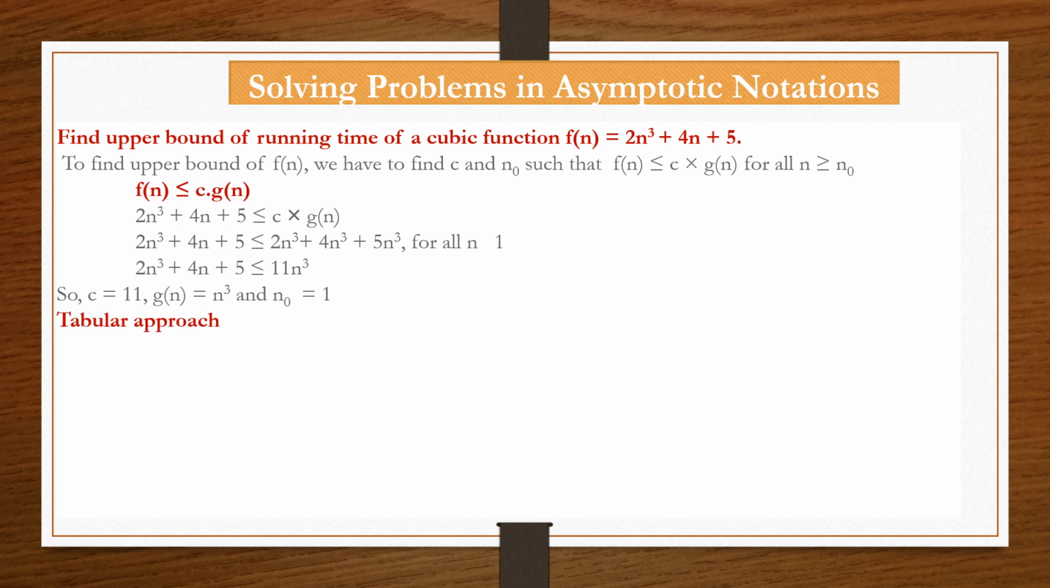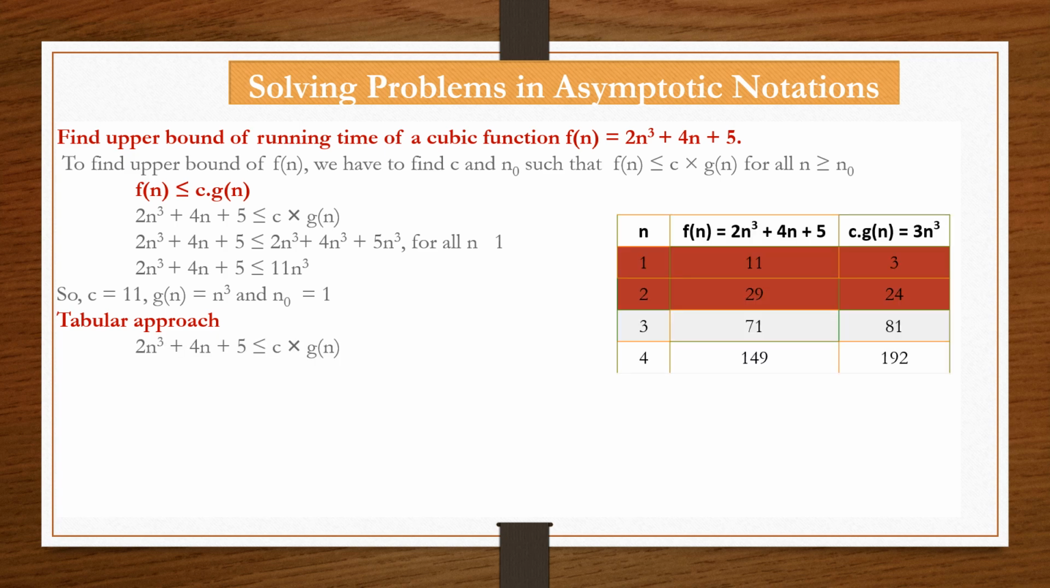Similarly, we can use an alternative method also to find such an upper bound, which is a tabular approach. How will this tabular approach work? You will have this f of n and g of n. You can take any value as g of n, like n cube. Since here f of n is in terms of n cube, your g of n should have terms in n cube only. So the value of c alone, we have to fix it.